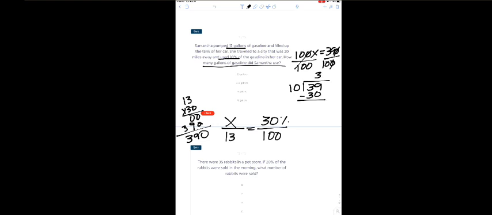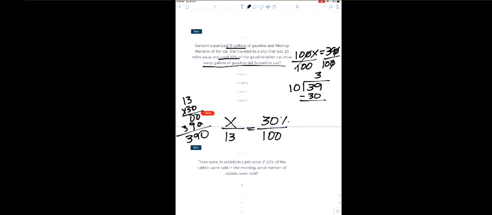100 times X is 100X. 13 times 30 is 390. I'm going to divide by 100, so I'm going to eliminate a 0. And now we're going to do 39 divided by 10. So 10 goes into 39 3 times. We're going to subtract 30.